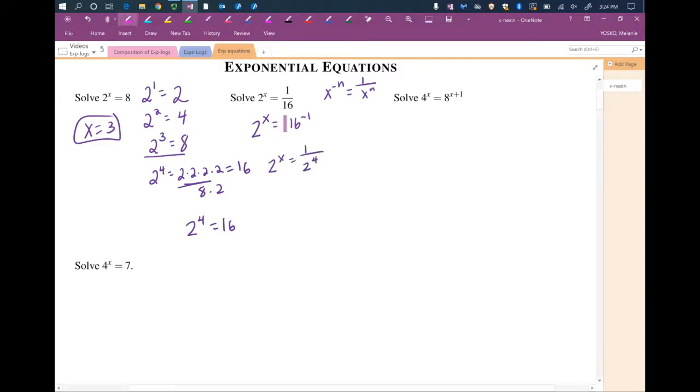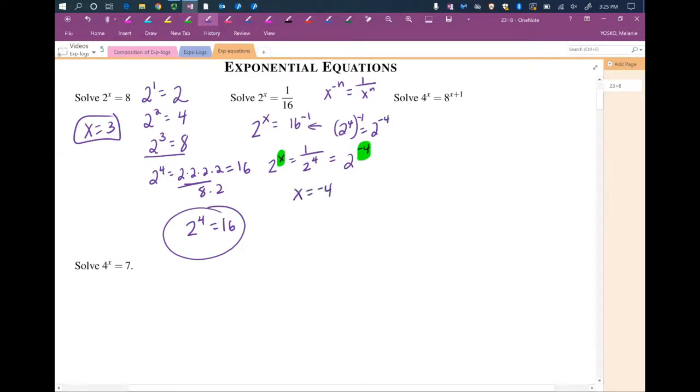So looking at this in 2 different ways, 2 to the x equals 16 to the negative 1, or 2 to the x equals 1 over 2 to the 4th. If I look at this one, 16 to the negative 1, we just said 16 was 2 to the 4th, so this is 2 to the 4th to the negative 1. The power is really negative 4. If I look at this one, 1 over 2 to the 4th, well, 2 to the 4th is in the denominator. So if I wanted it on top again, I would get 2 to the negative 4th. So then I look at x and negative 4, both of the exponents. They have to be the same.